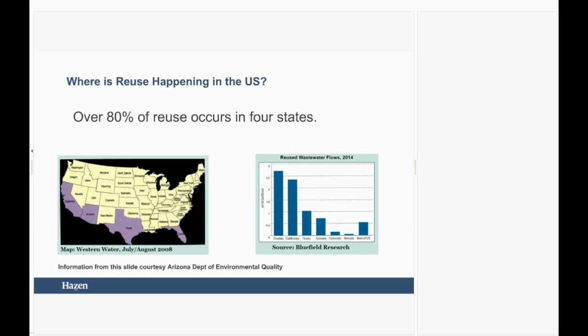80% of the water reuse happens in 4 of the states: Florida, Texas, Arizona, where I am right now, and California. And interestingly enough, Florida is the biggest state for reuse in the country. There is reuse in other parts of the country, and I'm going to talk a little bit about that as well, but those 4 states, and I'll explain the reasons for that as we go on, have the bulk of water reuse.